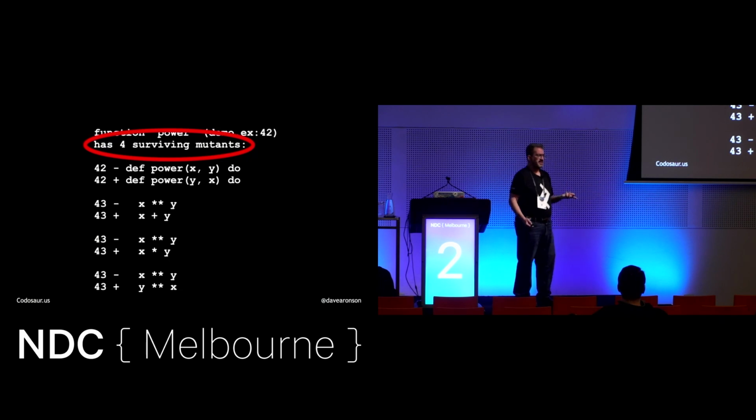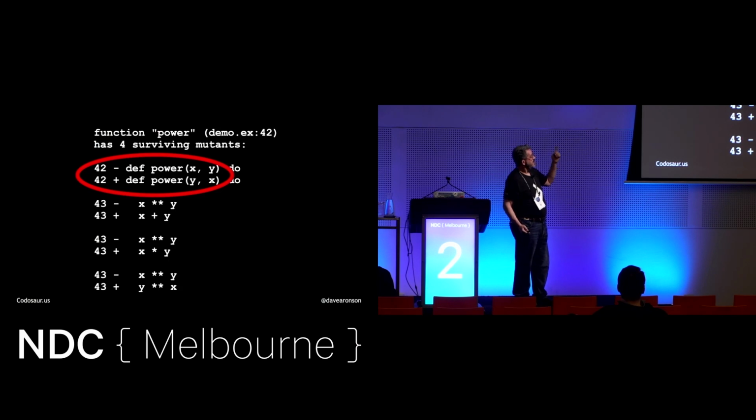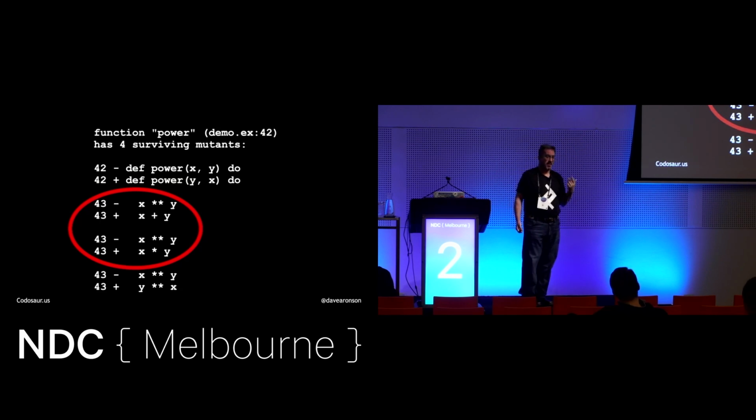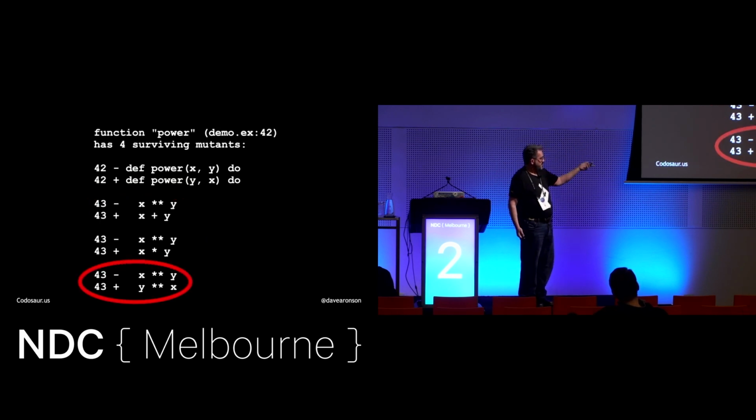And it goes on to tell us that those 4 ways are, first, to change the function declaration line to swap the arguments, and second and third, to change the one line that constitutes the body of the function, to change the exponentiation into addition or multiplication, or lastly, to change it to swap the operands of the exponentiation.